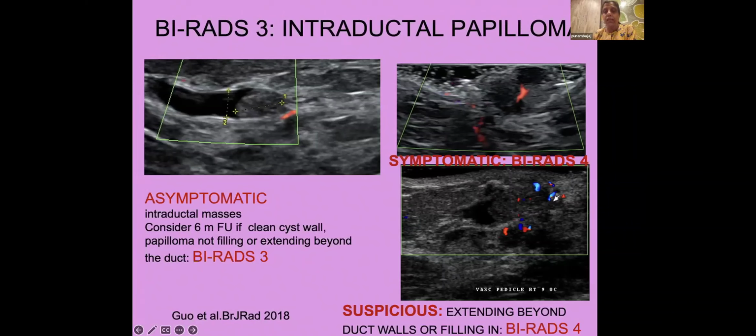There is a small but certain chance of an upgrade. Okay. So it may turn out to be a benign papilloma, but there may be some focus of atypia or DCIS, ductal carcinoma in situ associated with the papilloma, especially if the patient is symptomatic. Okay. So that's how we give a BI-RADS to papillomas.